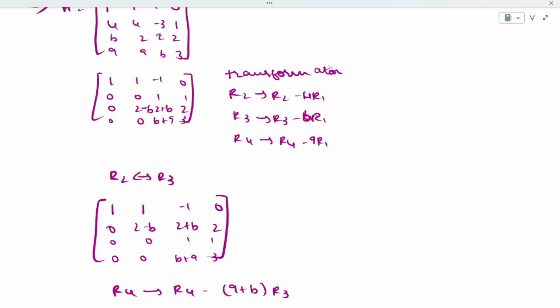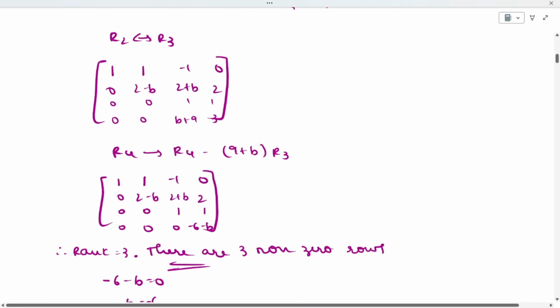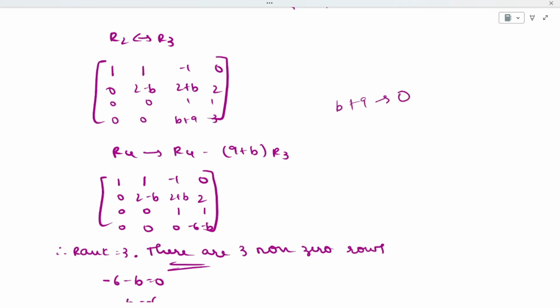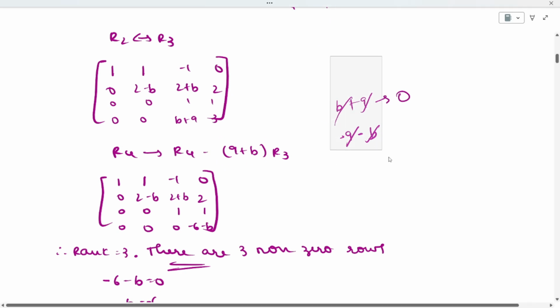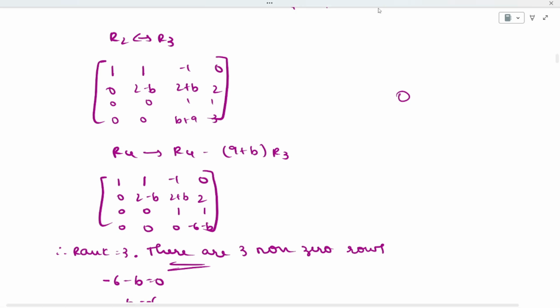And next for R4, you have to try to make it 0. If you want to make b plus 9 as 0, what do you need to do? Subtract by 9 plus b. You have to cancel all those, so you will take minus common, 9 plus b, and that will give you 0. Now minus 6 minus b will be remaining.